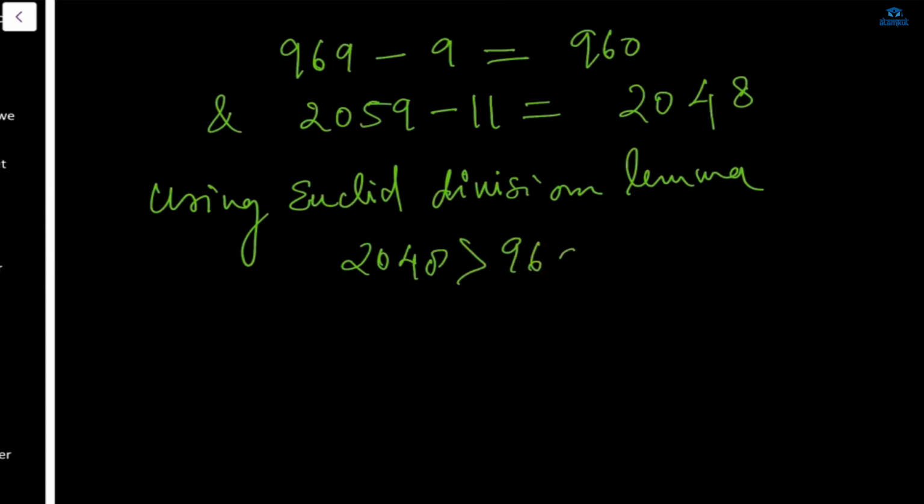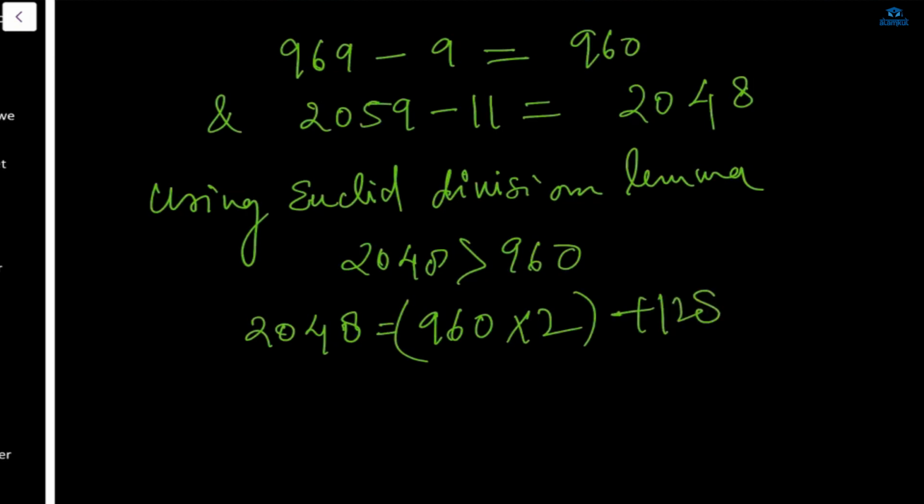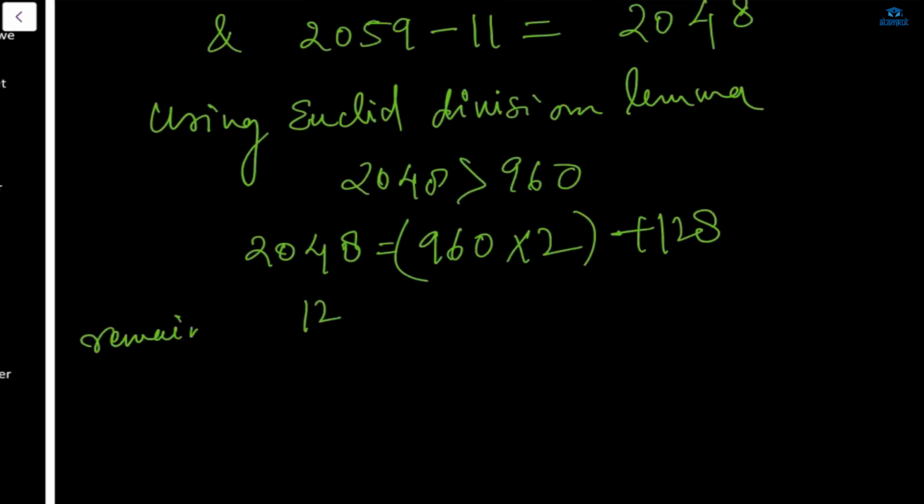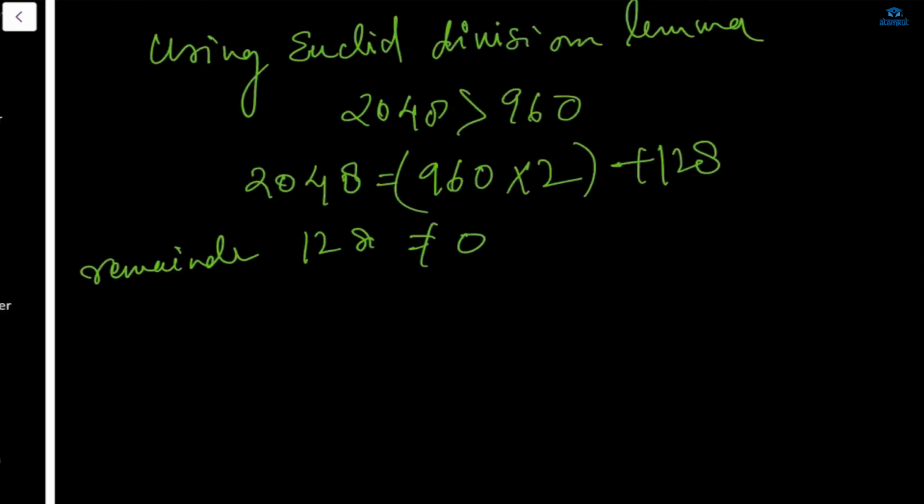So we are going to divide. What can we write? 2048 can be written as 960 times 2, we cannot multiply it more than 2. So what will be the remainder? 2048 minus 1920 is 128. Now remember, 128 is not equal to 0, so we need to further divide it. We are going to further use the Euclid's division lemma to divide.